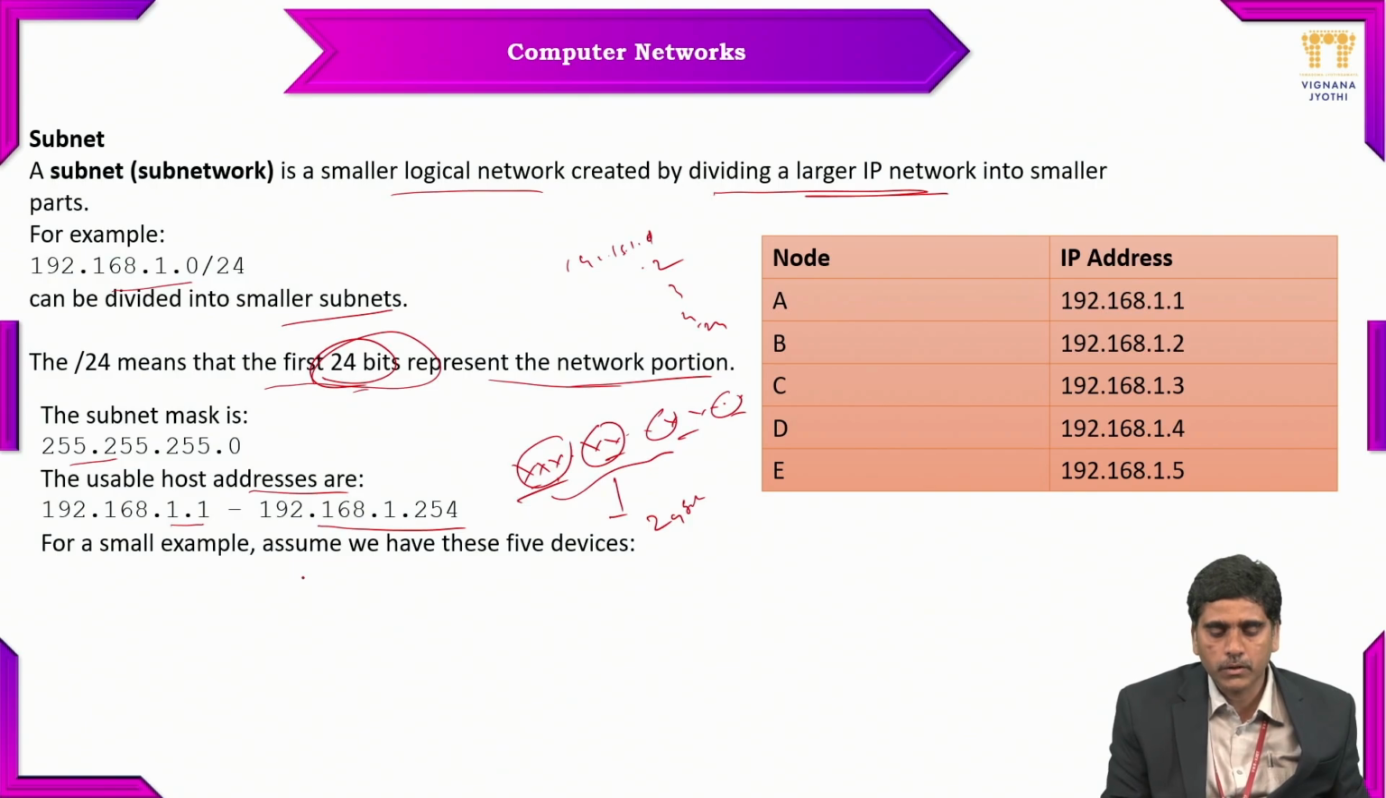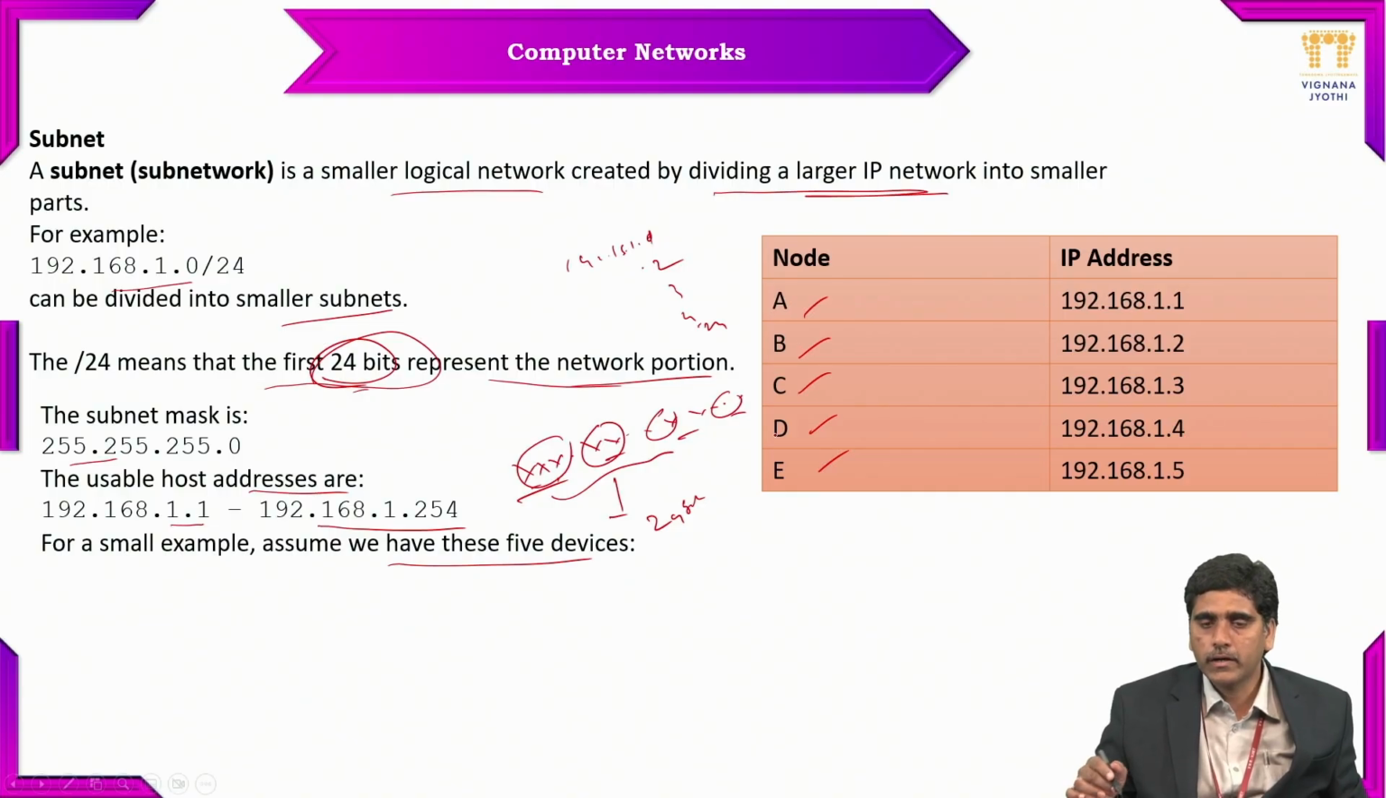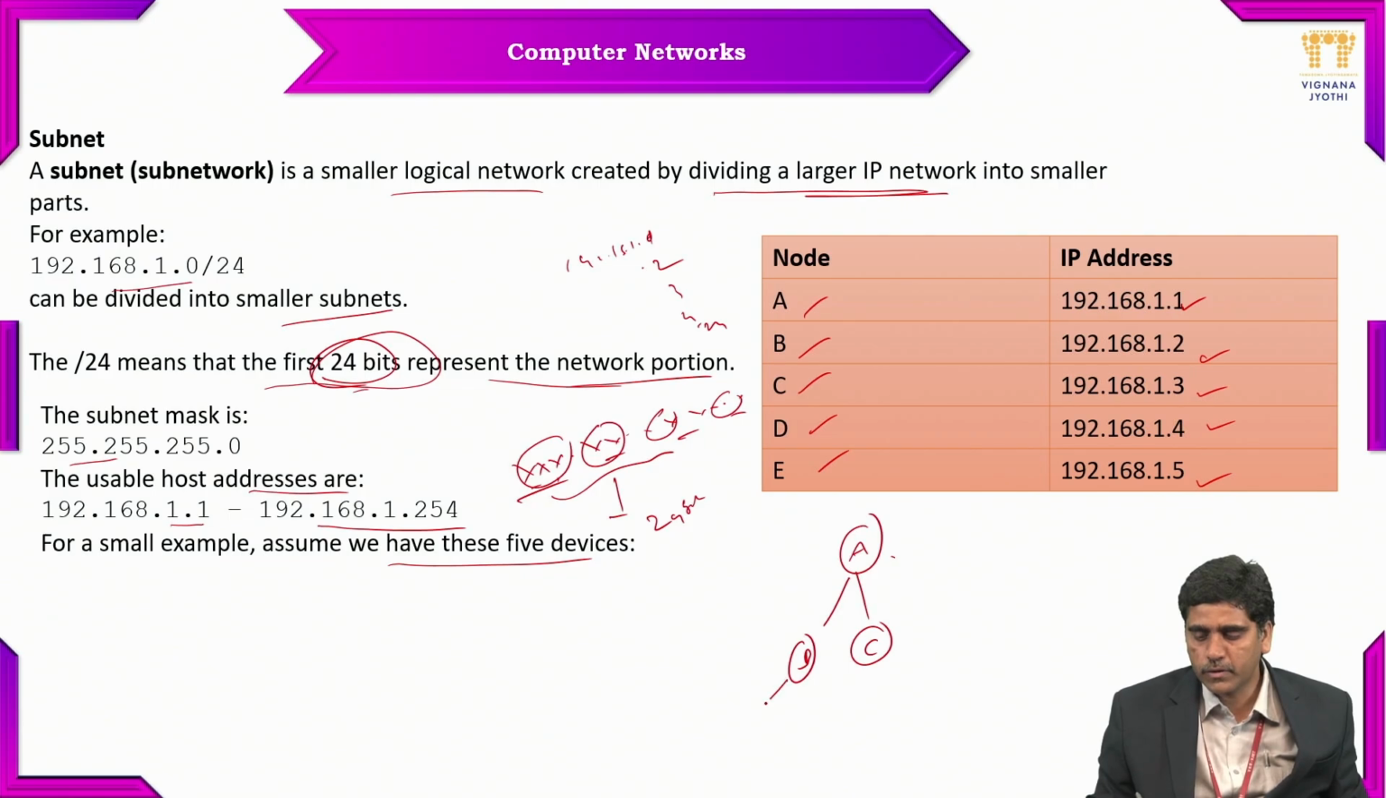For a small example, assume we have these 5 devices. A is a device, B device, C device, D device, E device. These are all nodes, and all the nodes contain IP addresses like what? 192.168.1.1, 1.2, 1.3, 1.4 and 1.5. Now these addresses are broadcasting the message from the source node to the destination nodes. Suppose A is the source node, and B and C are the destination nodes, and for B, D and E are the destination nodes.